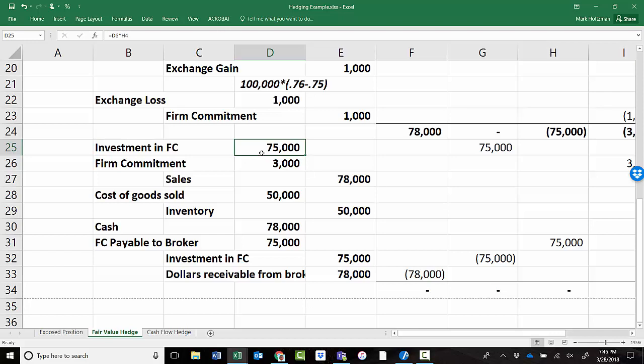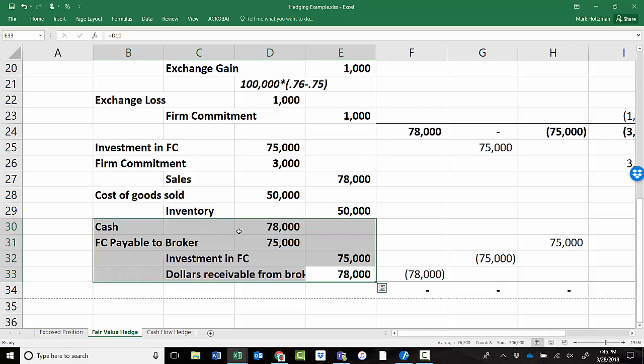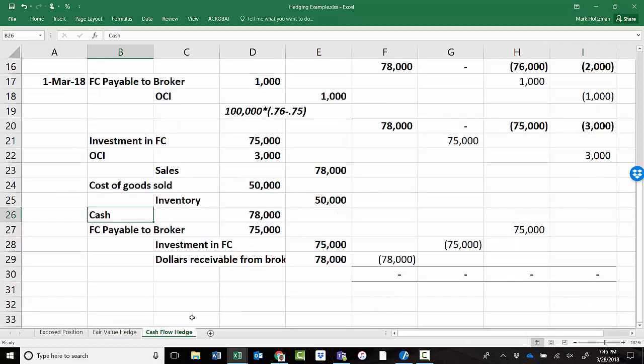Oh, but go further down. I got 78,000 US dollars. I only got 100,000 euros, right? As of March 1st, 2018, that's only worth 75,000. But when I cash in my hedge, I get 78,000 cash US dollars. Right, in the fair value case, but that's identical to what happened with the cash flow hedge. Exactly. It is identical.